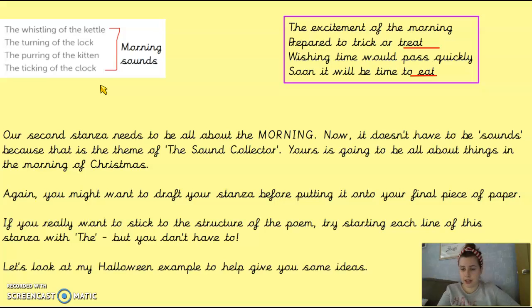If you really want a challenge, this stanza was one of the ones that repeated the word the. So all of the lines started with the. Now, you don't have to do that. If you look at my Halloween one, I haven't done that because I found it tricky to think about things in the morning of Halloween. But if you want an extra challenge as well as rhyming our second and fourth line, then have a go at starting each of these lines with the. So pause the video now and have a go.